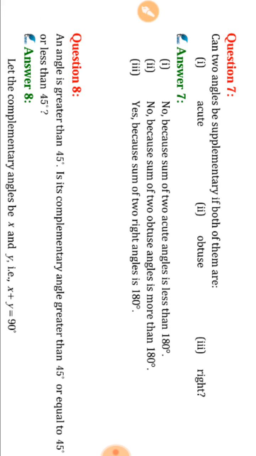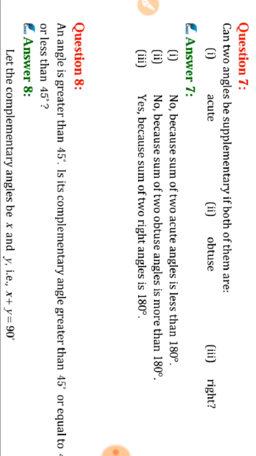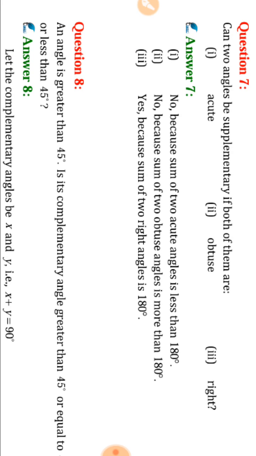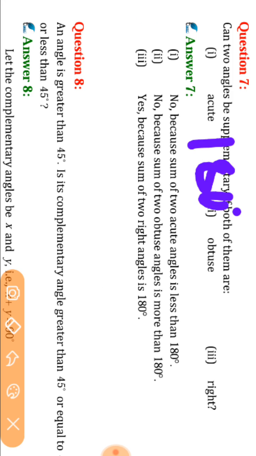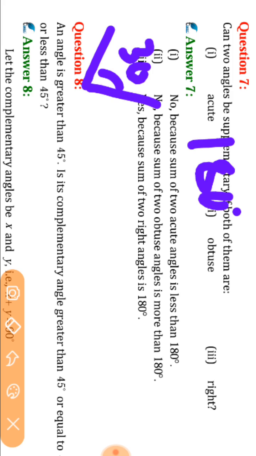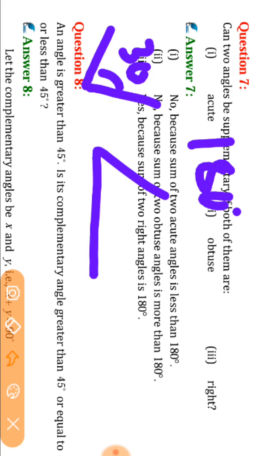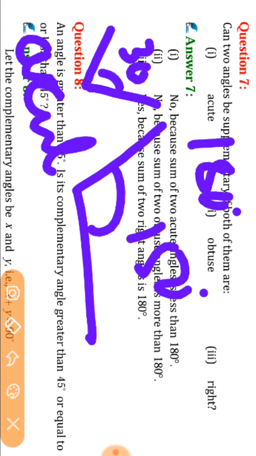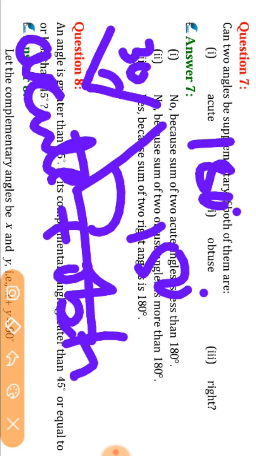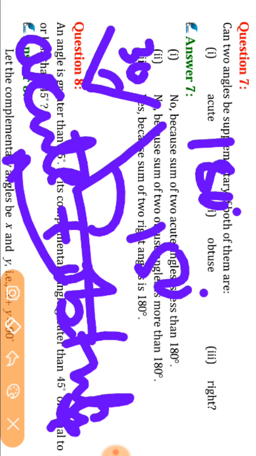Can two angles be supplementary if both of them are acute, or both of them are obtuse, or both of them are right angles? See, supplementary means, keep it in mind, don't forget what is meant by supplementary: 180 degrees. If you take a 30 degree acute angle, the other should be obtuse, 150. See, if you take one acute, it needs only obtuse. If you take one obtuse, it needs acute.